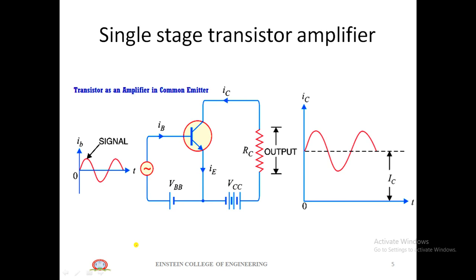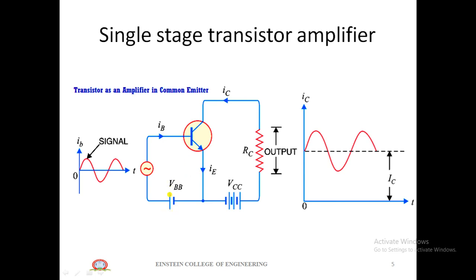So this is the circuit diagram of a single stage transistor amplifier in common emitter arrangement. Here the emitter junction will always be forward biased. So the N region is connected to the negative terminal and the P region is connected to the positive terminal. This is the voltage VBB. It is connected in the input circuit in addition to the signal voltage which we want to be amplified, and it is given to the base terminal.